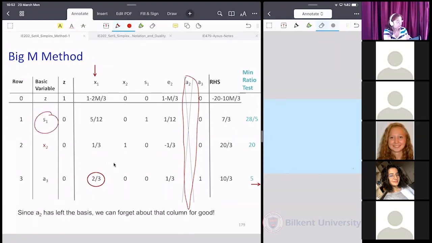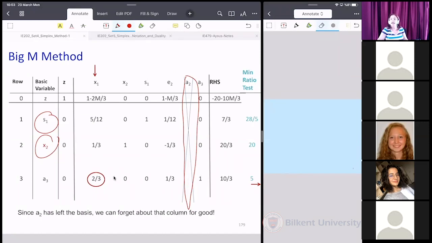Now I have 2 legitimate variables in my basis, S1 and X2, right? But still I have one more artificial variable in the basis. So this is still not a legitimate simplex table for my original problem. Okay? Any questions? I'm waiting like 1 minute if somebody wants to figure out how to raise the hand. If not, I'll go on.